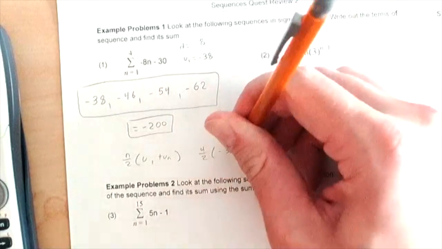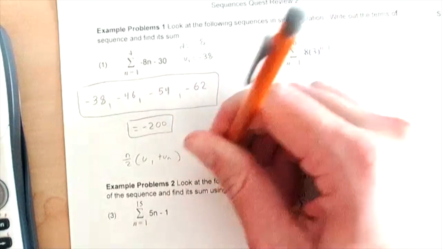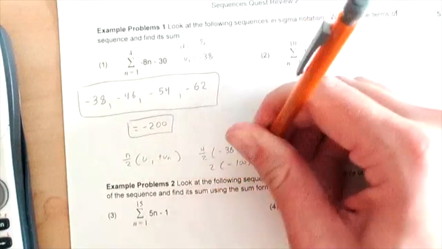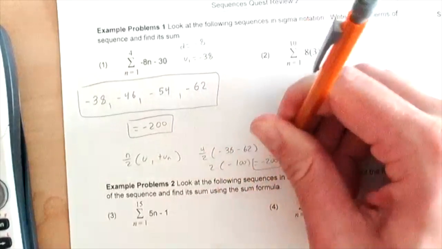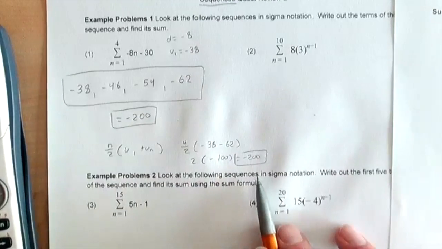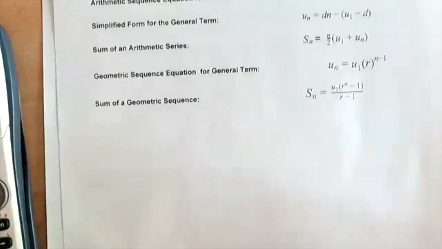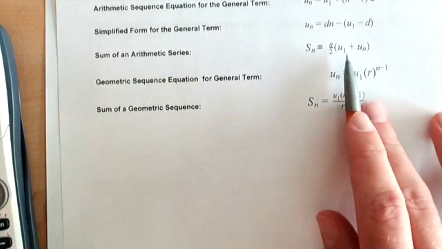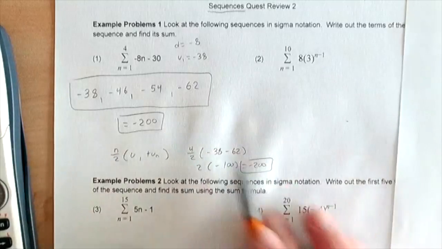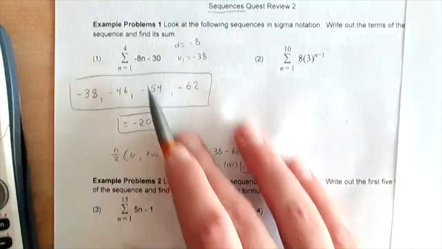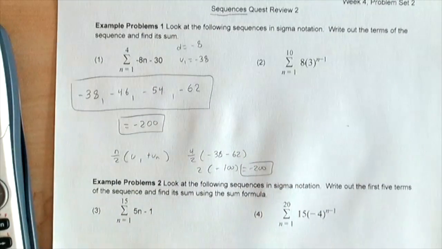Negative 38 minus 62, 2 times negative 100 equals negative 200. So I did that really quickly. I was like, is this even worth doing? But if you were to use the sum formula for this sequence, you get the exact same answer. But again, if the sequence is small, you're totally just allowed to add them up in your head.